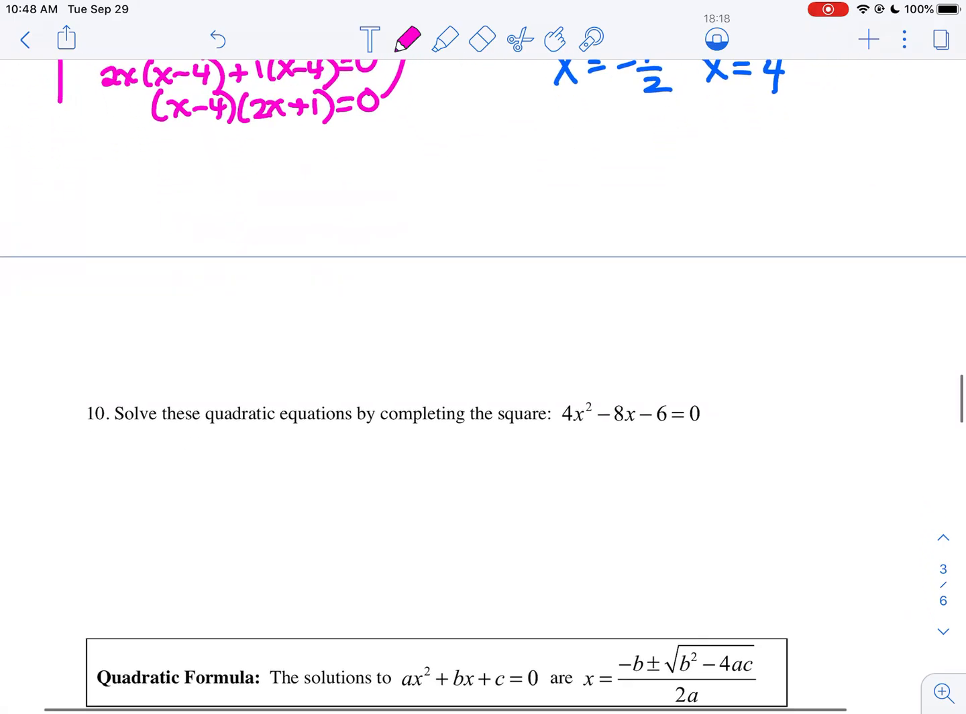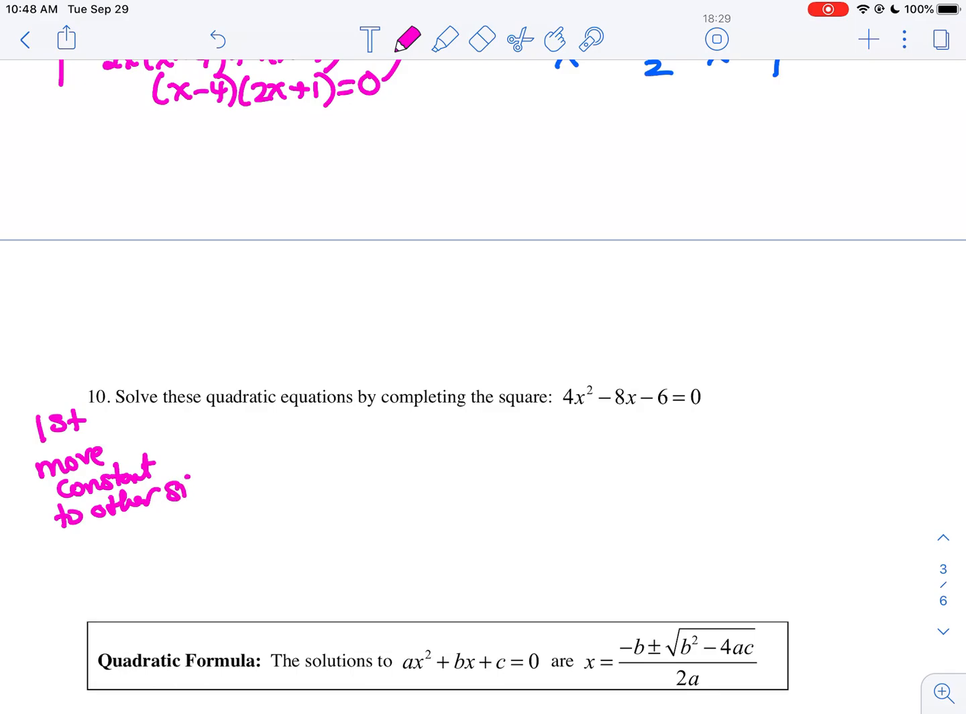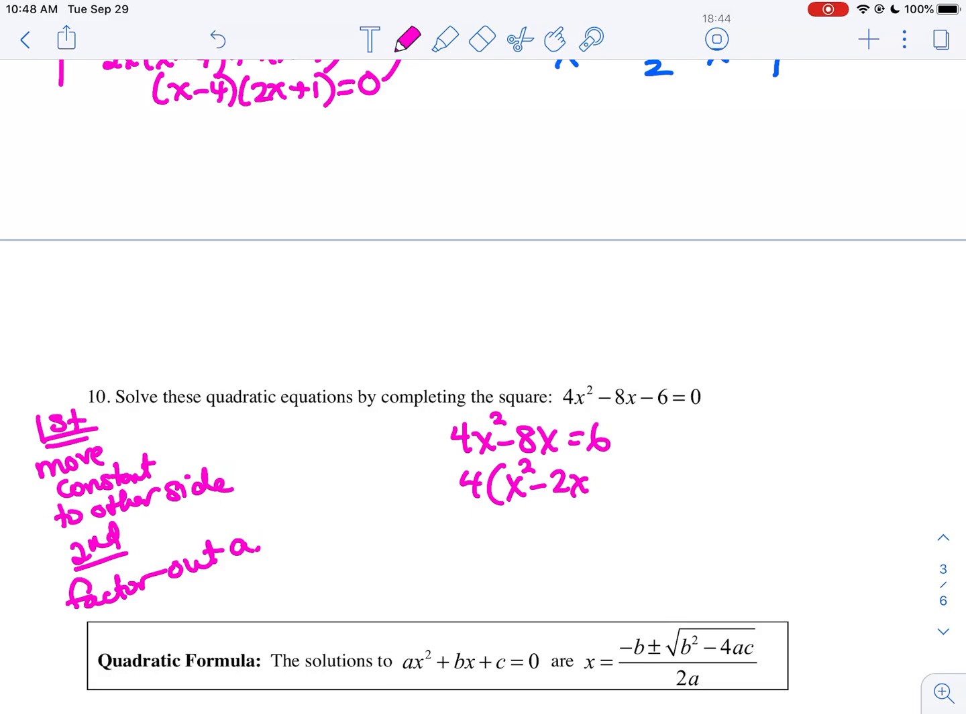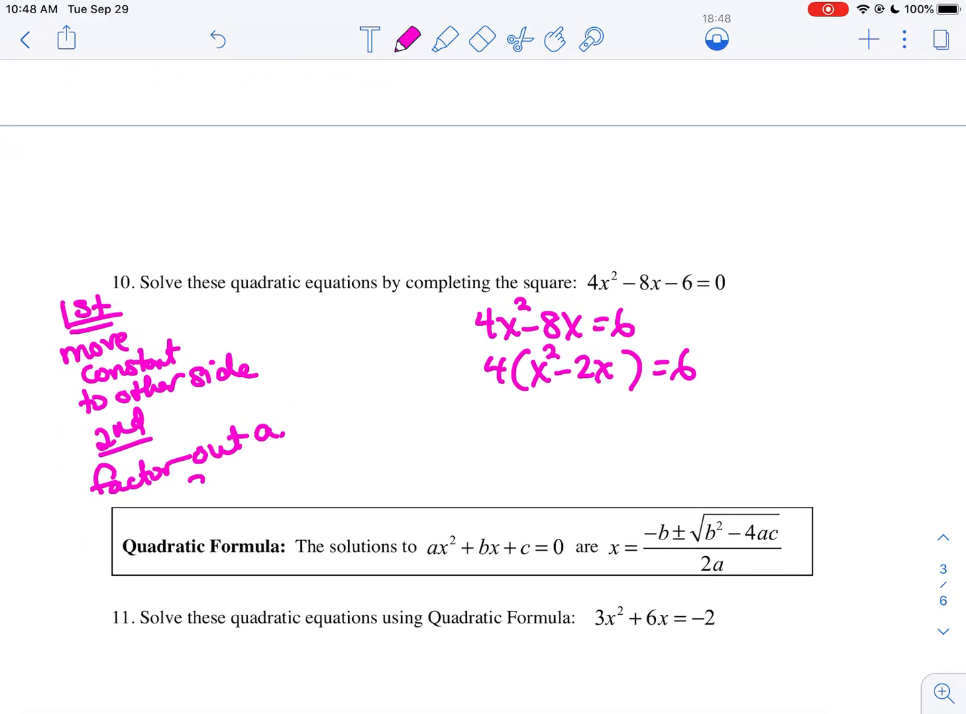All right, number 10, solve by completing the square. All right, first step, move constant to other side. Okay, your first step, move the constant to the other side. The second step, factor out a. So that means pull out the a value. Okay, now we're going to complete the square.